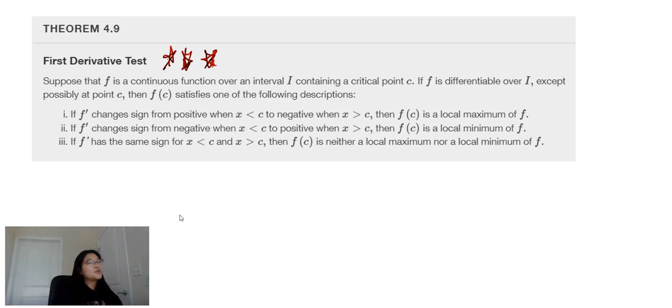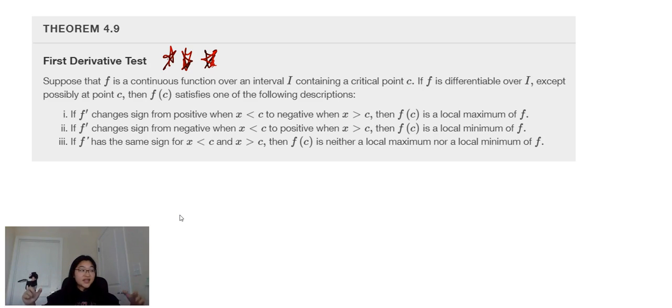It's a really bad star. It's about a 3-star theorem because this is extremely useful in justifying how we classify our critical points. So, suppose f is a continuous function over an interval I containing a critical point c. If f is differentiable over I, except possibly at c, then f of c satisfies one of the following descriptions.